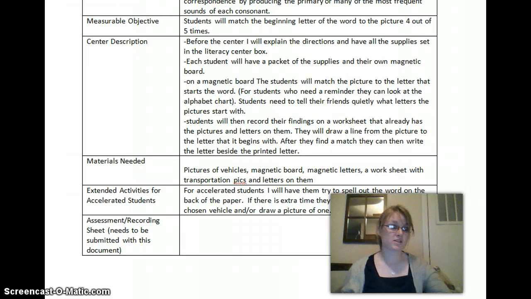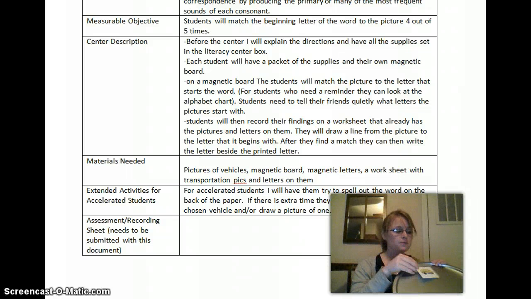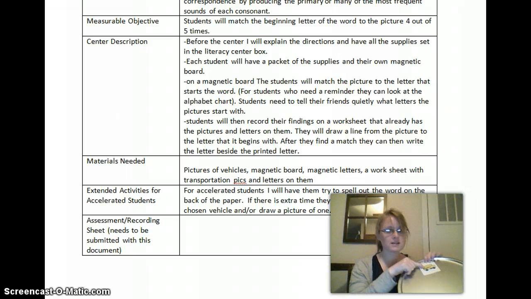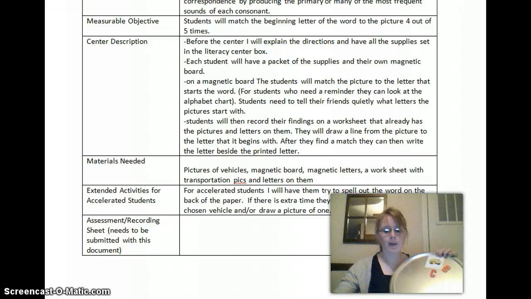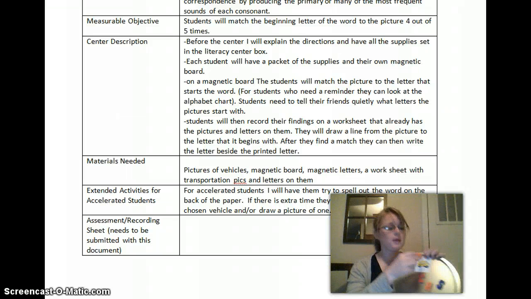So on your magnet board, you're going to take your picture of our vehicle and put it on your board and think to yourself what this picture is. Now somebody raise your hand and tell me what it is. A bus. Now you're going to get out your magnetic letters, and think which one of these letters makes the b, b, b sound. I'm going to raise a quiet hand. The B does, so match the B to the picture that makes the sound.